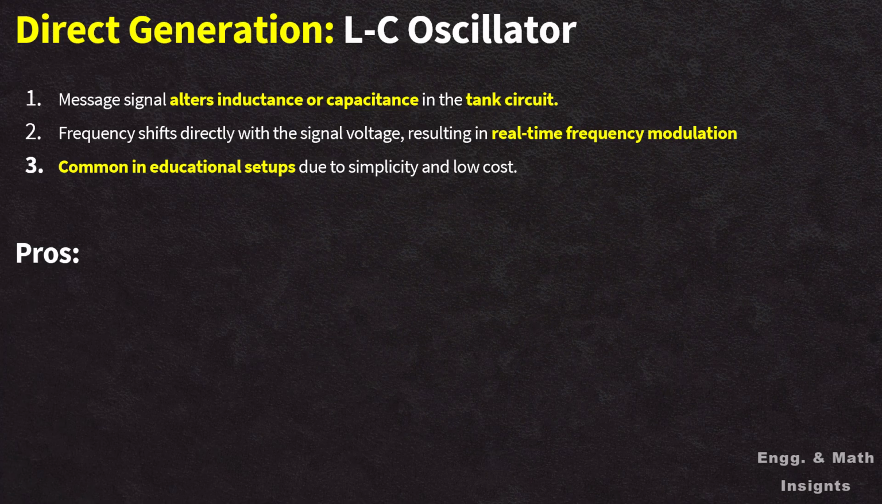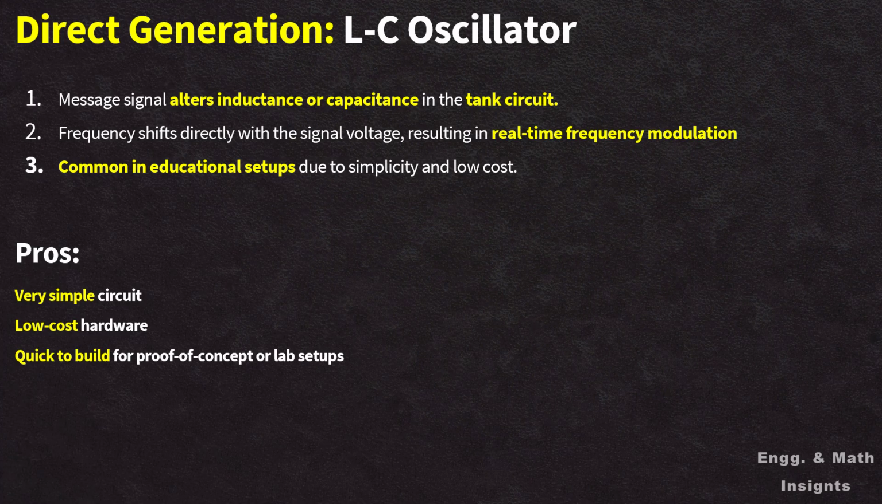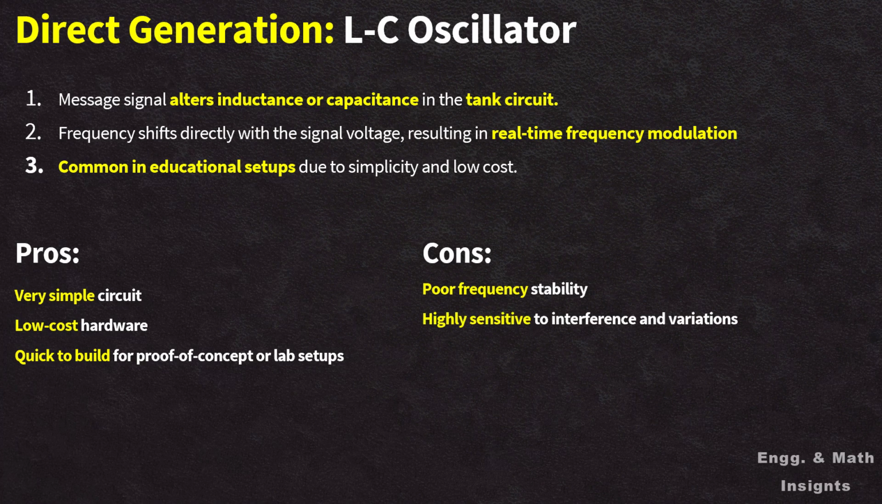Some pros are: a very simple circuit, great for beginners and demonstration. Low cost hardware, with no specialized components needed. Quick to build for proof of concept lab setups. And cons are: poor frequency stability due to component drift and temperature effects, and high sensitivity to interference and variations. It is not suitable for high performance or precision systems.